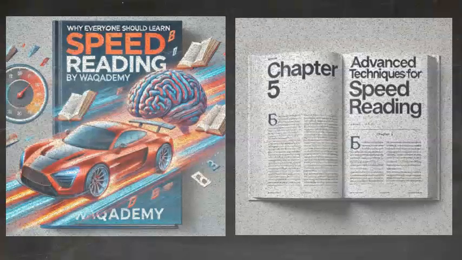Which are the best memory techniques for speed readers? What is a memory palace? The method of loci, memory palace, involves associating information with physical locations in your mind. By visualizing a familiar place and assigning specific information to different rooms or landmarks, you can enhance recall.